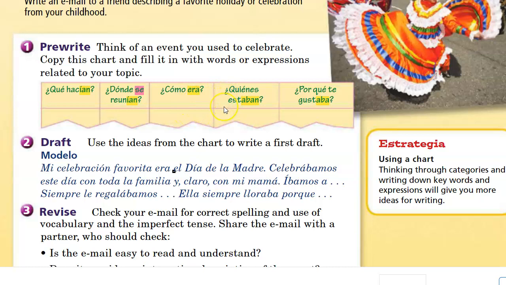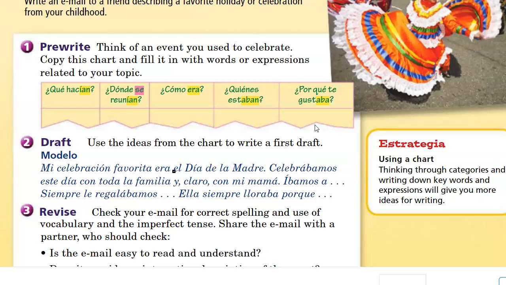¿Quiénes estaban? Who was there with you? So begin with the answer. Who? Mis abuelos, mis padres, mis hermanos, mis tíos, mis primos estaban en la celebración. And then lastly, ¿por qué te gustaba? Why was it your favorite when you were a kid? Give the one reason and try to keep it concise and within your capacity in the language.